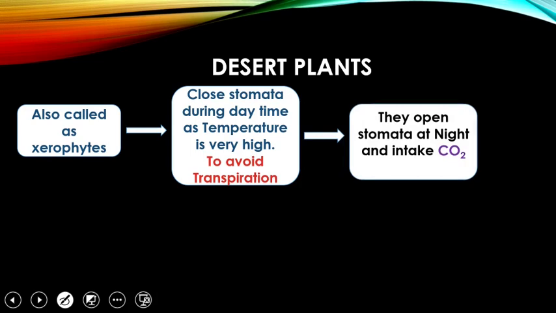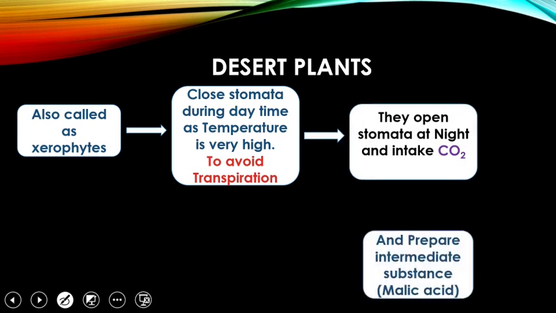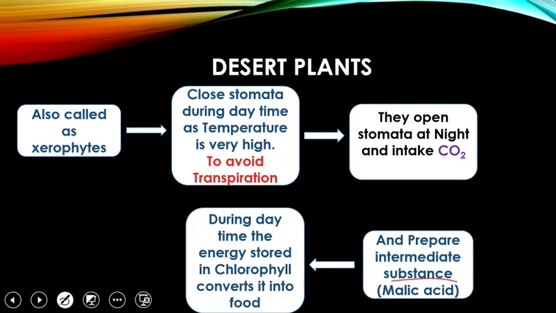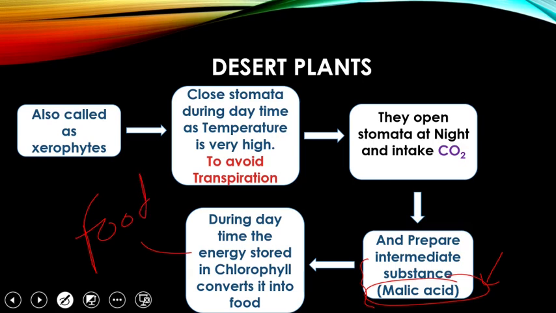They take the carbon dioxide through the stomata at night and convert it into an intermediate substance at night. This intermediate substance which is formed at night is called malic acid. This is not given in your textbook, but you should know what is formed. Malic acid. When is this malic acid formed? At night. During the daytime, solar energy is stored in the chlorophyll pigment. So in the daytime, this intermediate malic acid will utilize the energy stored in the chlorophyll pigment and it will form the food. So synthesis of food takes place during the day, but fixing of carbon dioxide takes place at night. Stomata open only at night.